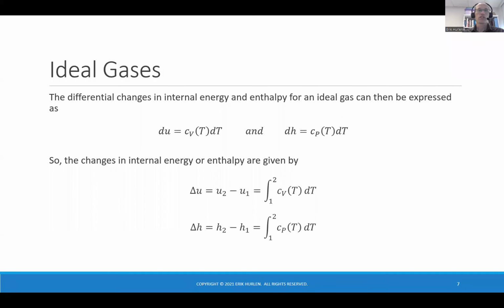Again, based on the definition of the specific heats, the equations can be rearranged so that the differential change in energy, du, is equal to Cv times dT, and the change in enthalpy, dH, is equal to Cp times dT. Note that since these are now full derivatives, instead of the partial derivatives in the official definition, these can be integrated to find the actual changes in specific energy or enthalpy, as seen down here.